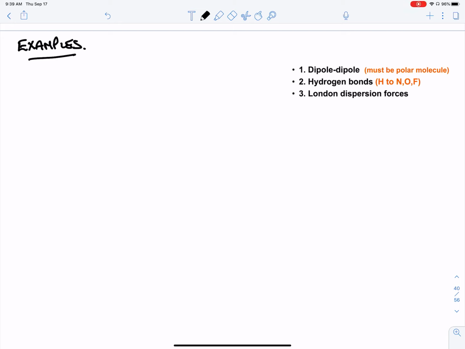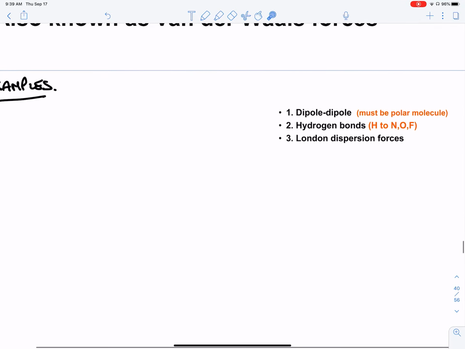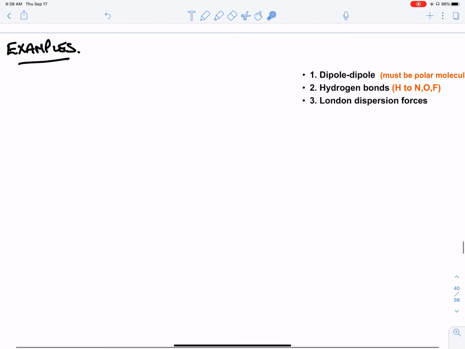Recognizing what intermolecular forces exist between molecules is the important part now. So the best thing we can do is to ask: are these going to be dipole-dipole attractions, hydrogen bonds, or London dispersion forces? And the first thing we need to do is draw some molecular structures.